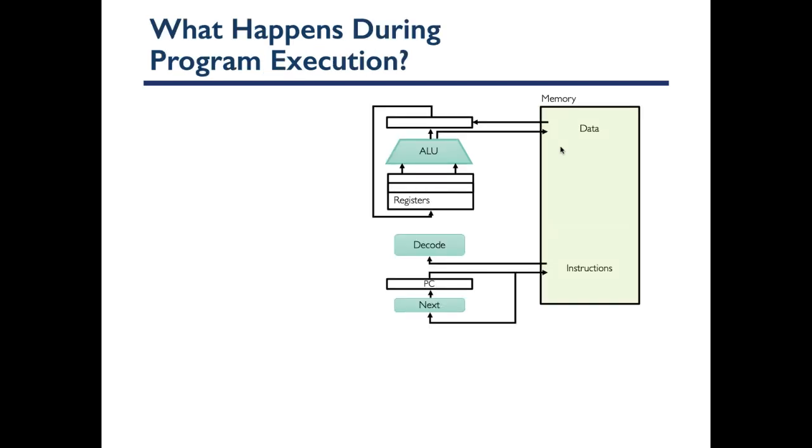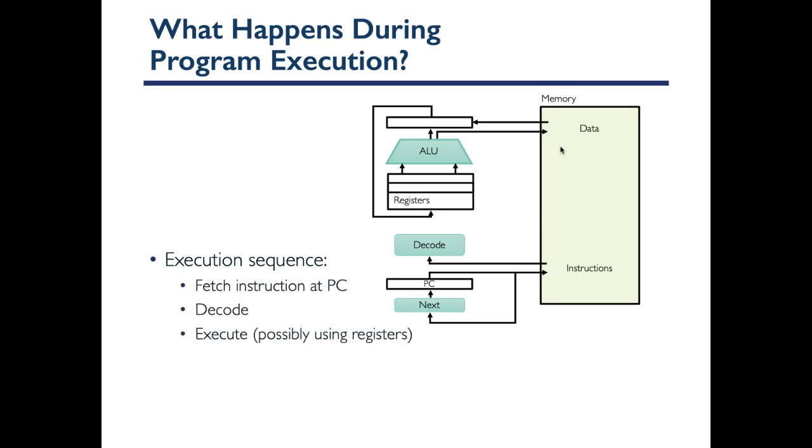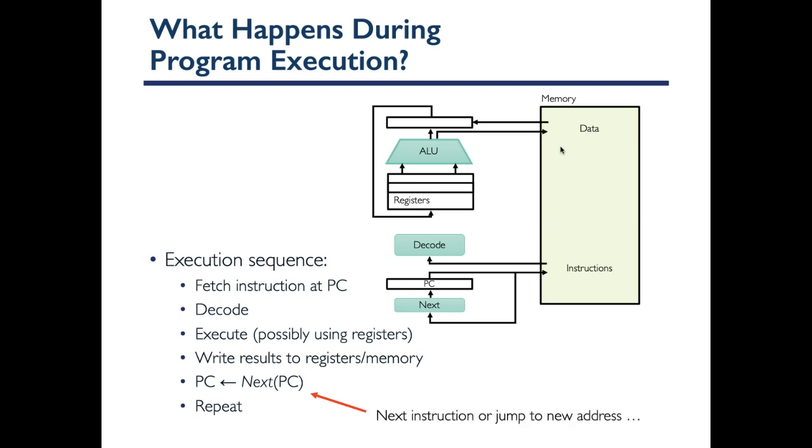So here is in detail what happens. We fetch, we decode, we execute, and we write the result to the registers or back to the memory. And then we say, what is the next PC? And we repeat this again and again and again.